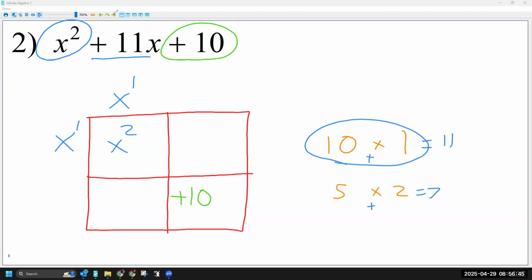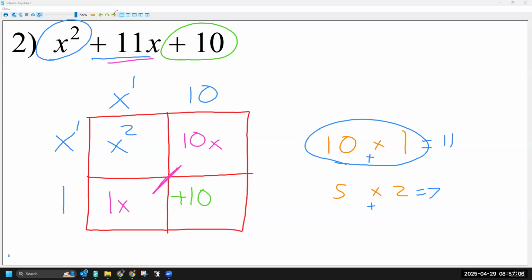Where was I? Okay, yes. 5 plus 2 is 7. 10 plus 1 is 11. I want 11, so I'm going to use 10 and 1. If I fill in the boxes, I get 1x, 10x, and those two do combine to make 11x.